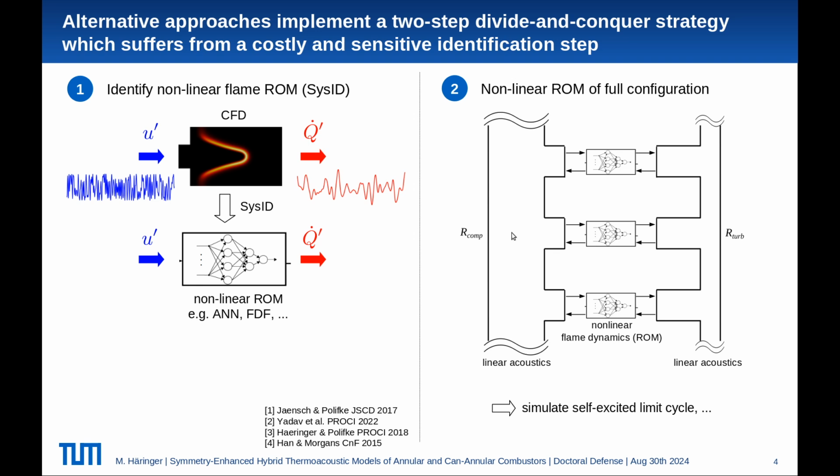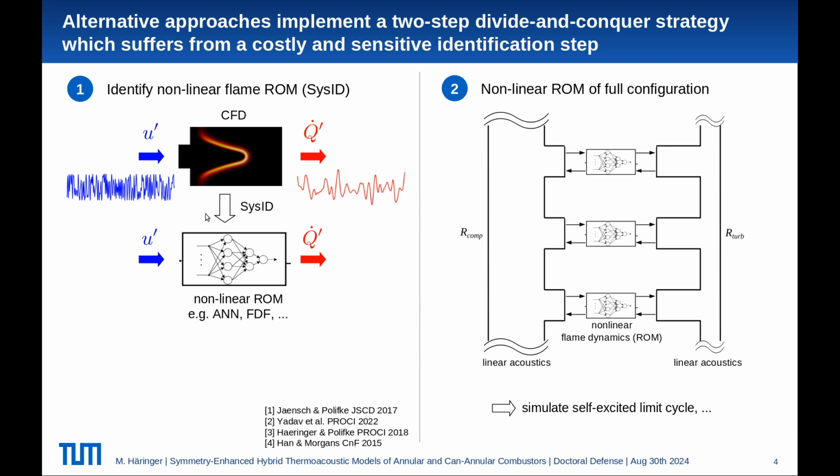In a second step, we combine these reduced order flame models with a reduced order model for the acoustics of the system. And by that, we form a self-excited system which we can use to simulate limit cycle oscillation amplitudes, for example. In order to simulate nonlinear phenomena, we need a nonlinear flame model, and that is the main problem of this approach. So step 2 is quite inexpensive.